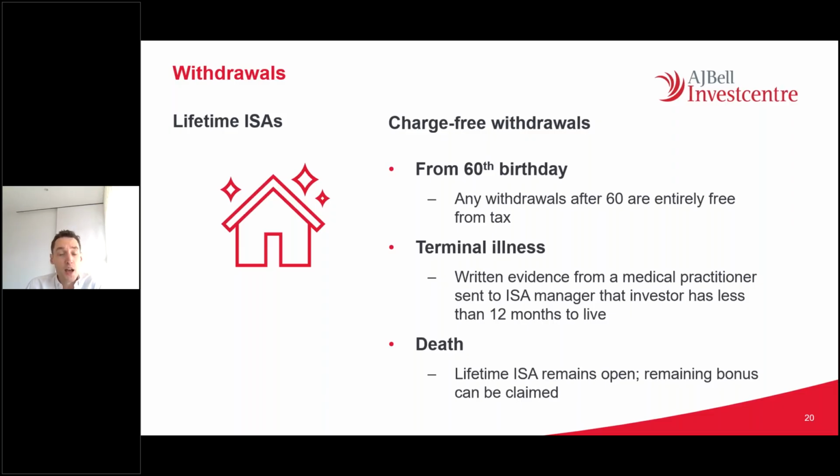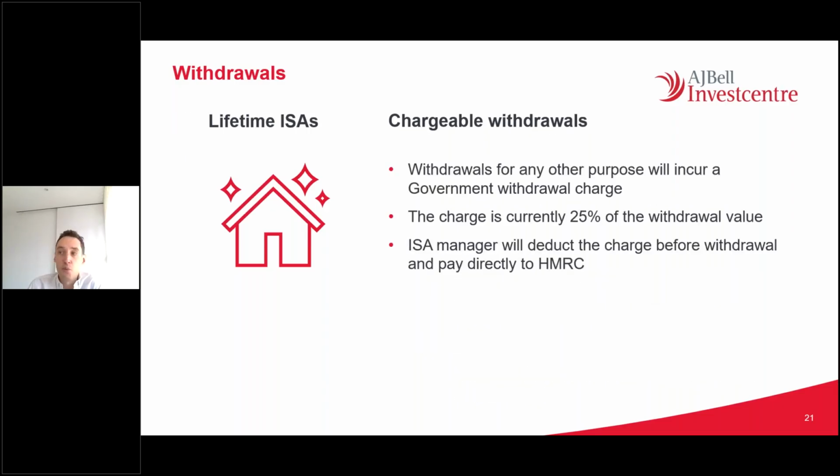So outside of those and the property purchase, any other withdrawal from a lifetime ISA is classed as a chargeable withdrawal, which means the government withdrawal charge is applied to it. Currently this is 25% of the value of the funds withdrawn, which on the face of it looks like it's just clawing back the government bonus, which is 25% when it goes in. But because it's of the higher gross amount now, it actually works as a slight penalty as well.